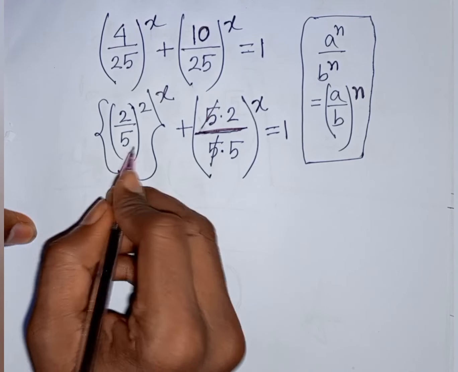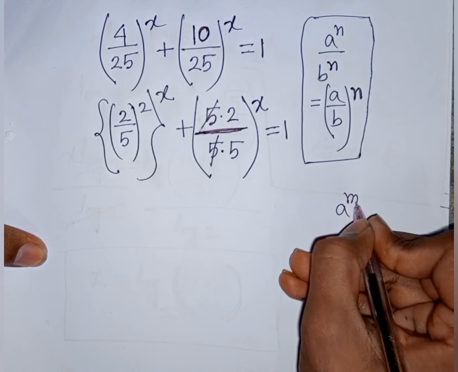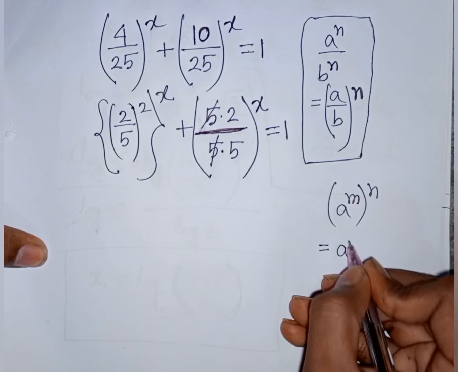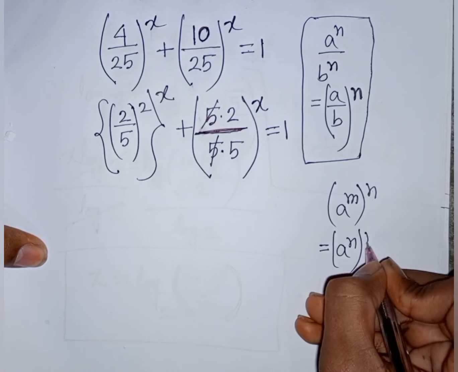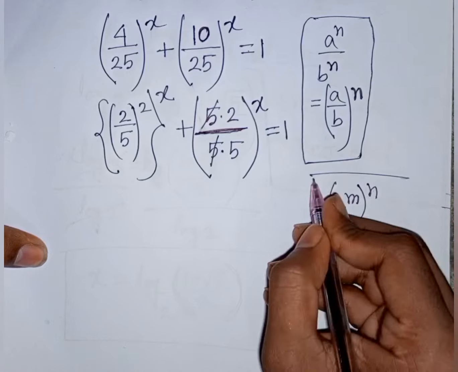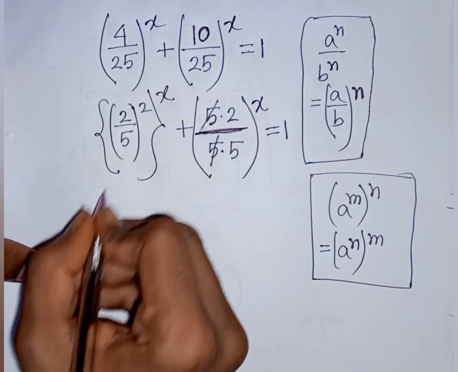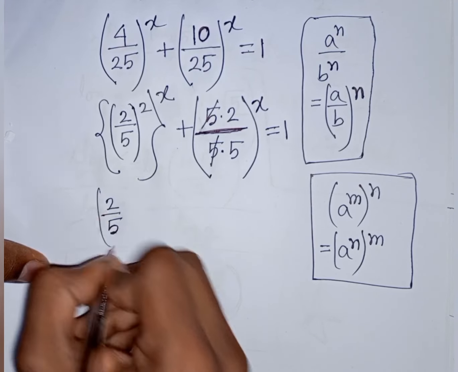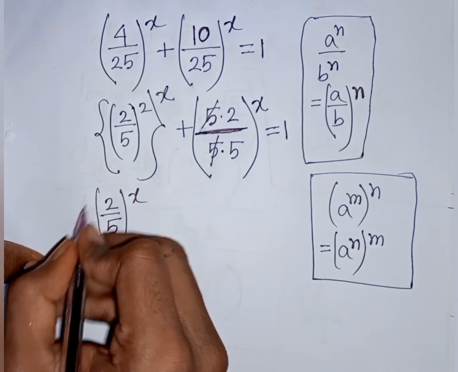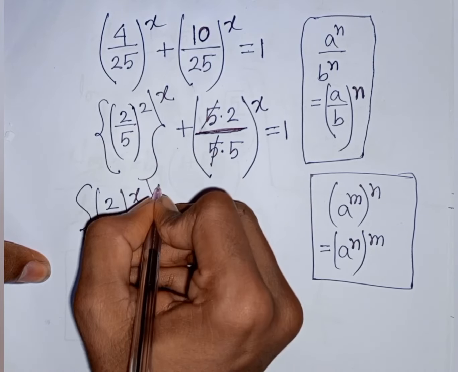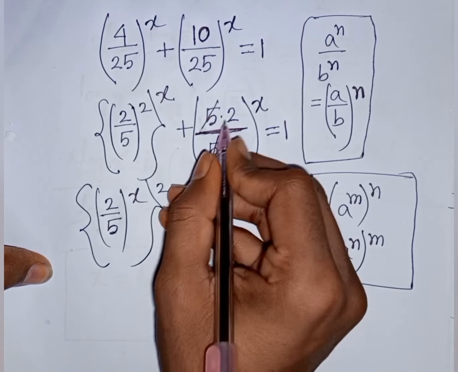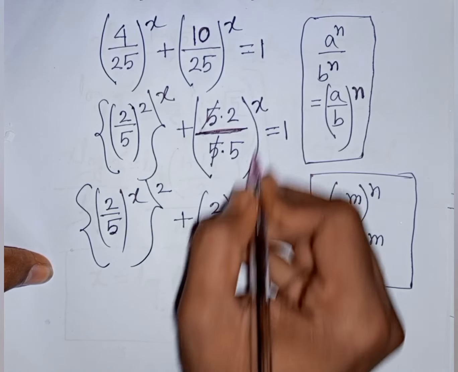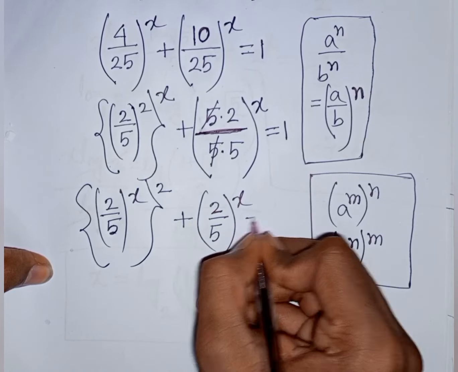Now, here we can apply this exponential rule that (a^m)^n is equal to (a^n)^m. So according to this rule, we can write here (2 by 5) bracket power x, then second bracket power of 2, plus (2 over 5) bracket power of x is equal to 1.